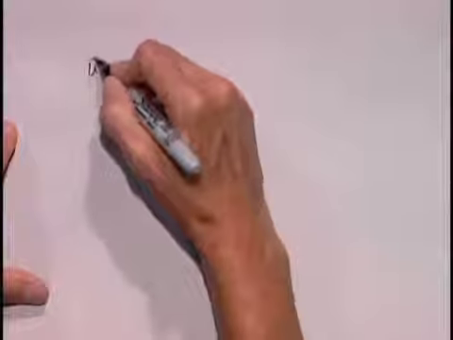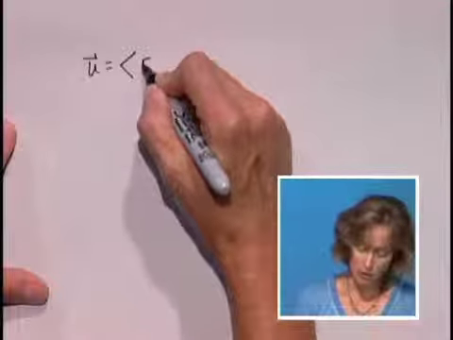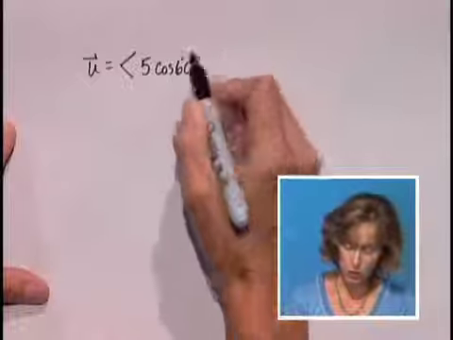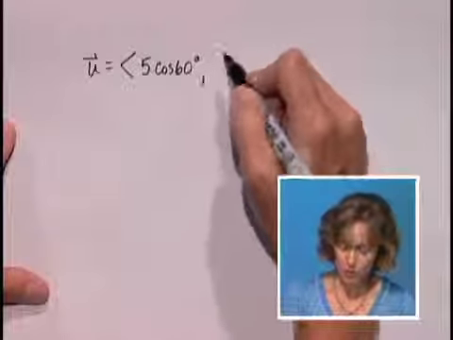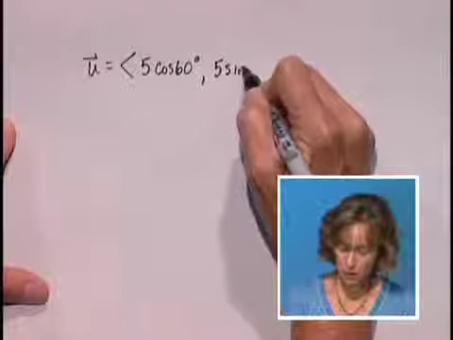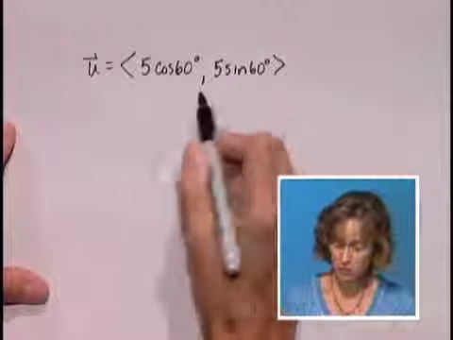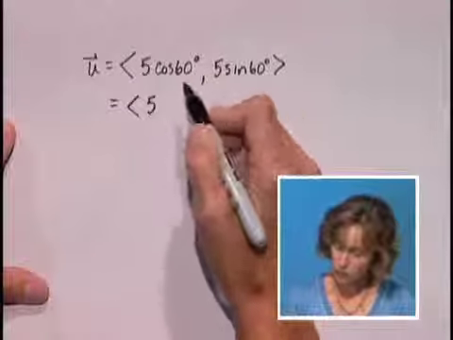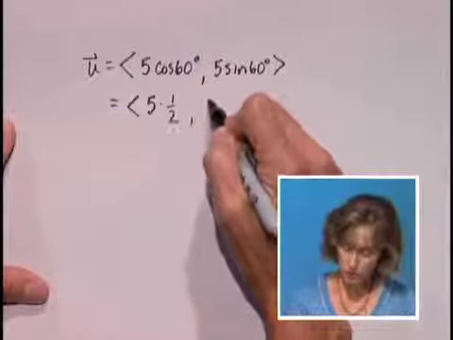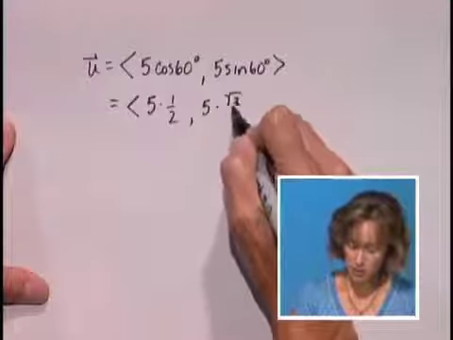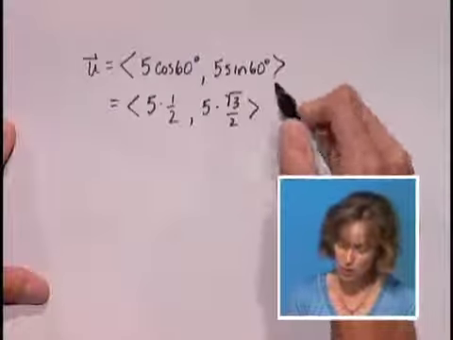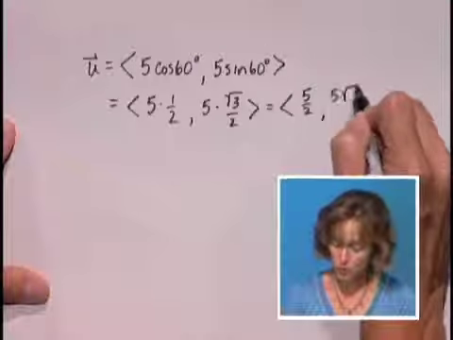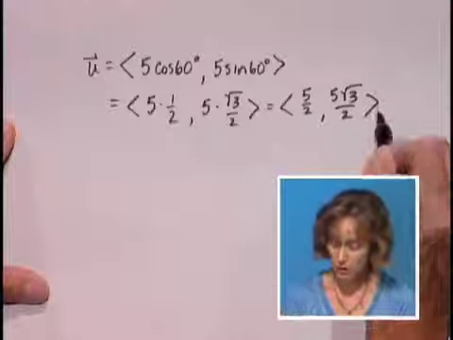Vector U has magnitude 5, and the first component of it will be 5 cosine 60. The second component, 5 sine 60 degrees. And if we simplify, that's going to be 5 times the cosine 60, which is 1/2, and 5 times the sine of 60, which is the square root of 3 over 2. And so vector u is 5 over 2, 5 square roots of 3 over 2.